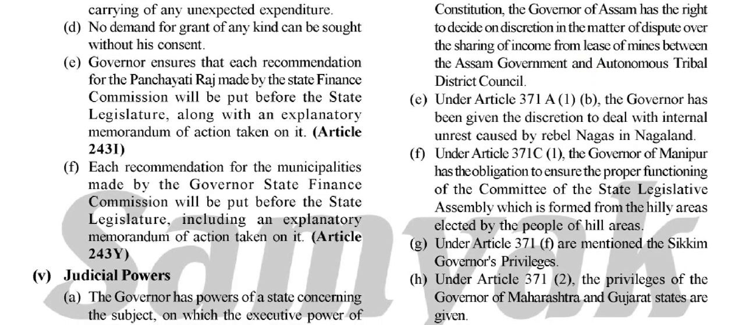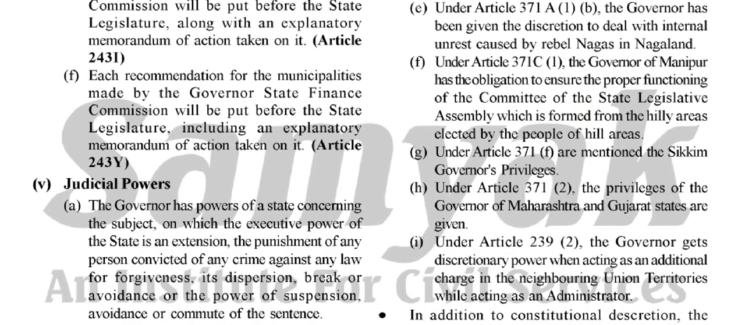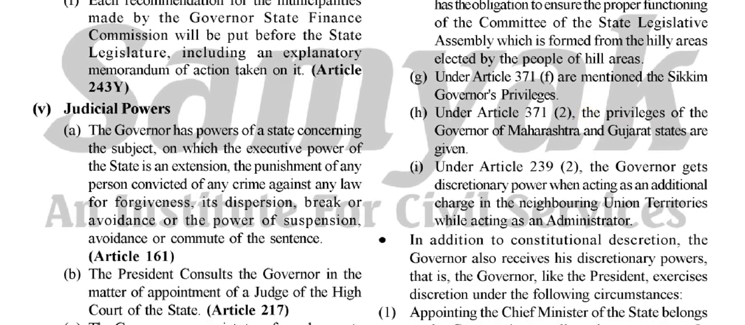Under Article 371A 1(b), the governor has been given the discretion to deal with internal unrest caused by rebel Nagas in Nagaland. Under Article 371C, the governor of Manipur has the obligation to ensure the proper functioning of the committee of the state legislative assembly, which is formed from the hilly areas, elected by the people of hill areas. G. Under Article 371F are mentioned the Sikkim governor's privileges.